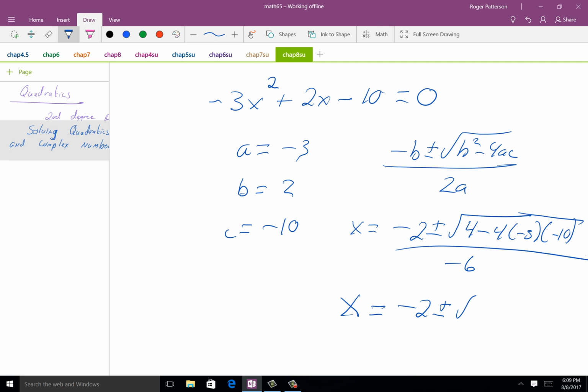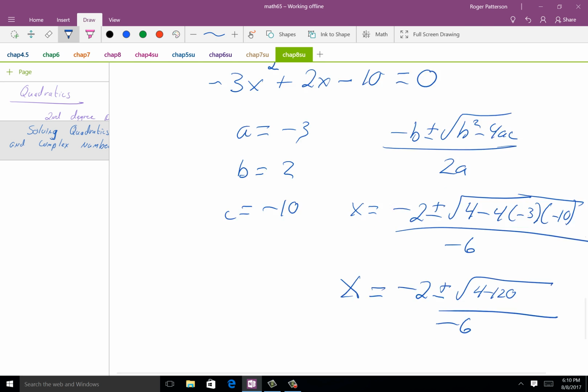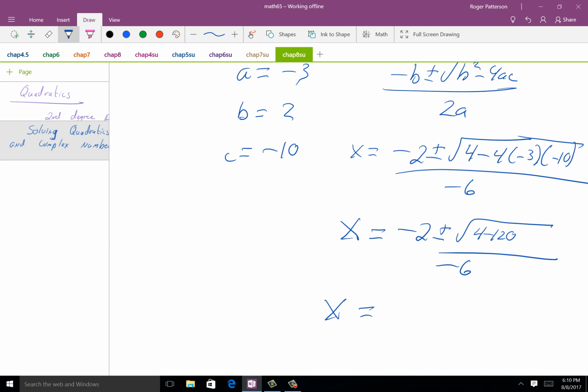All right, let's see. What are we going to get underneath here? 4 times 3 times 10, negative, negative, negative. So what's that going to be? Negative 120. So I'm going to have 4 minus 120. I've got negative 6 on the bottom. I'm going to get a negative 116 there.